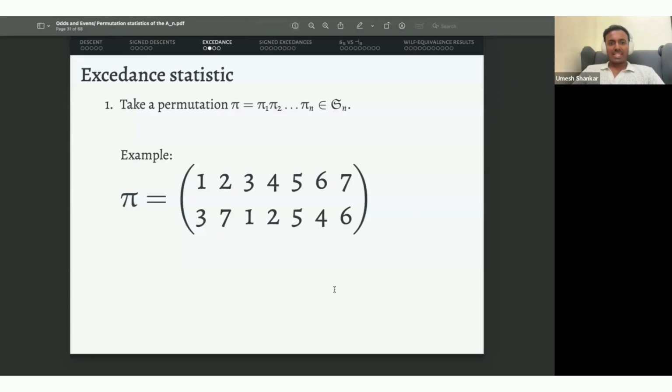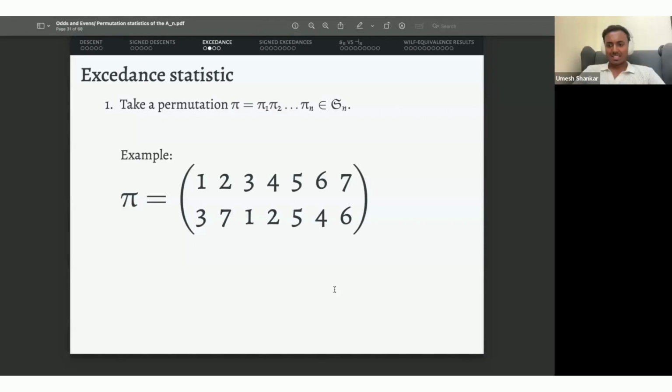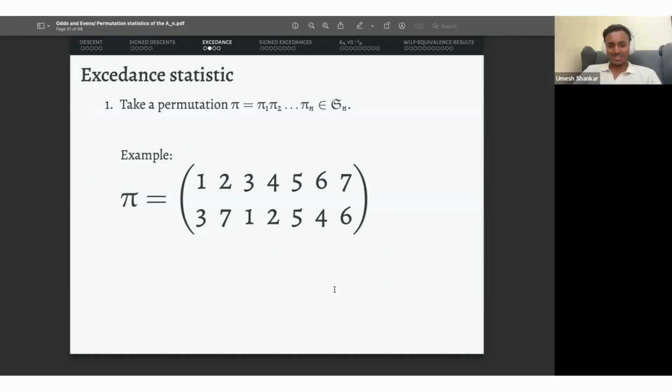So the exceedance statistic. Let's look at the definition. You take a permutation pi, which is pi 1 up to pi n. The name statistic is due to Dominique Foata. McMahon called it index. So the name, of course, you're right that it goes back to McMahon, but the terminology statistic, I think, is due to Dominique Foata. Thank you. I did not know this.